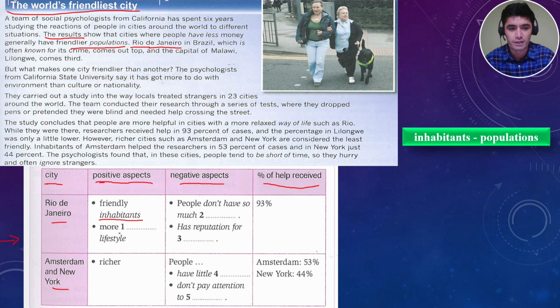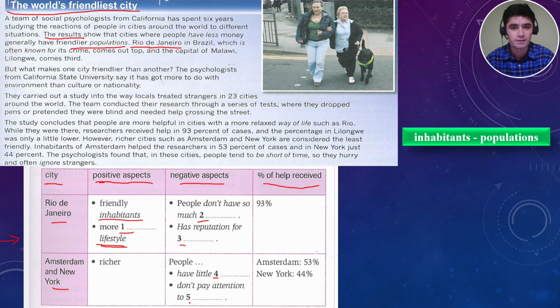Next, the more. So the question actually in this table completion goes horizontally. This question number 1, 2, 3, 4, 5. All right, now this part, question number 1, more lifestyle. So let's try to find the word lifestyle from the text. So it's still about Rio. There's nothing here about lifestyle.